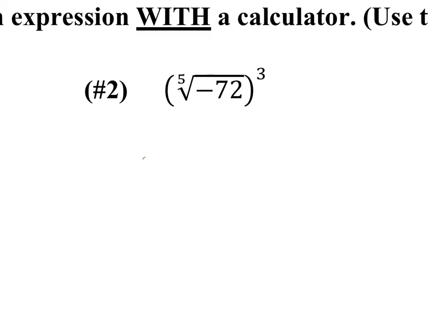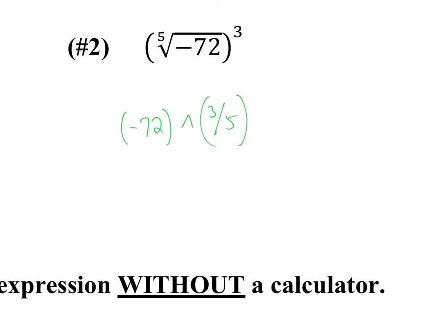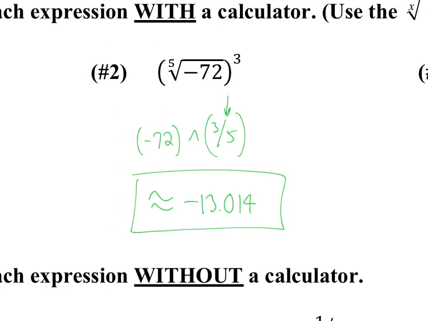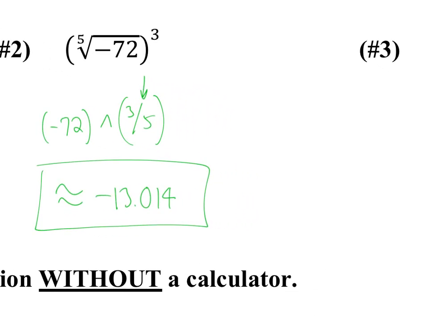All right, so this one we have negative 72 to the power of 3 over 5. Make sure you use parentheses when you're doing that. 3 divided by 5. So this is going to be equal to approximately, if you plug that into your calculator correctly, about negative 13.014. Okay, so this right here, that line is a division symbol. So you do negative 72 to the power of 3 divided by 5 in parentheses.